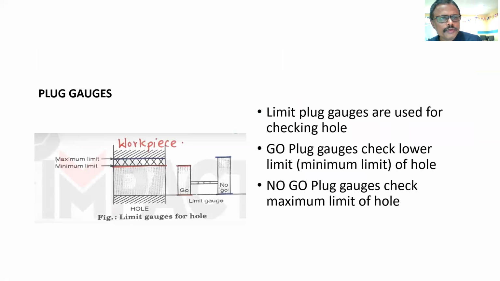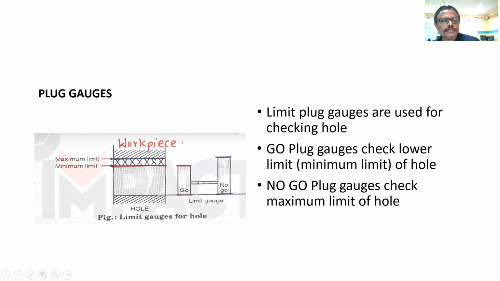Now, where these plug gauges are used, the same diagram we can see here. The limit plug gauges are used for checking the holes. In that, go plug gauges will check the lower limit, that is the minimum limit of the hole. And this no-go will check the maximum limit of the hole.